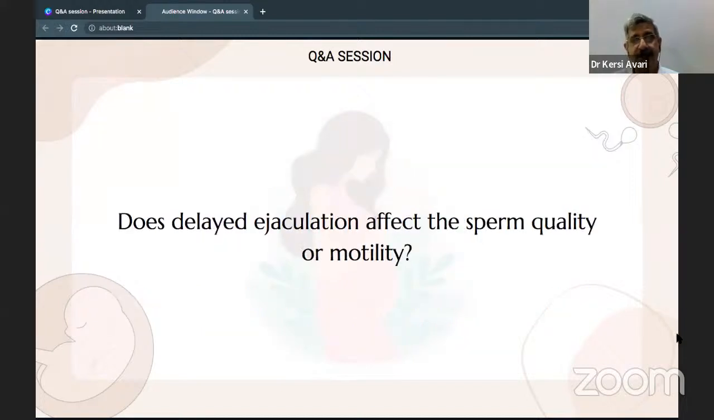Does delayed ejaculation affect the sperm quality? No. The trouble is, with delayed ejaculation, the semen is going to be the same. But when the ejaculation is delayed, at that time the penile area will be flaccid, so the complete coagulum won't be coming out. The quantitative content of the semen won't be coming out. So obviously, there may be a slight compromise in the visible semen which you collect.